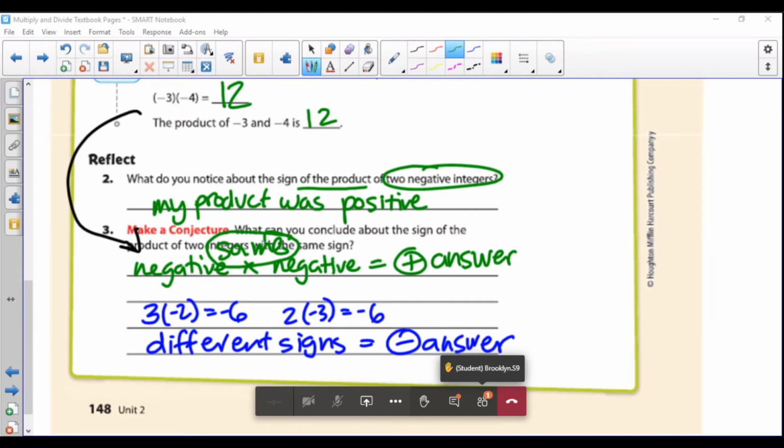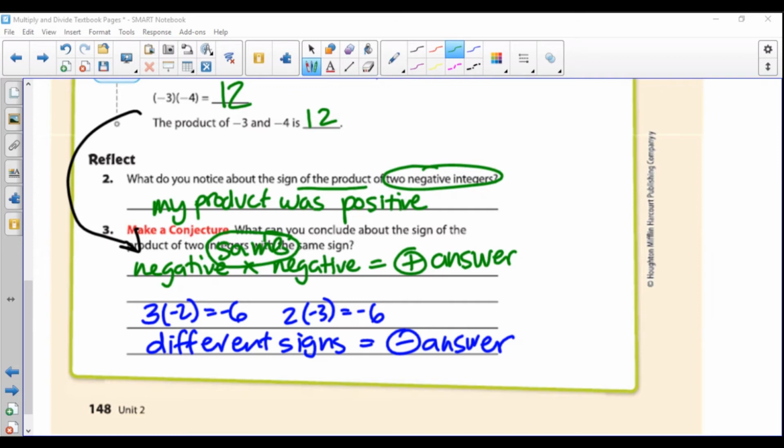Okay, Brooklyn, question, what's up? I'm confused, so if you did -3 times -4, why do you get positive 12? Because look, -3 times -4 is the opposite of 3 groups of -4. So the opposite of 3 groups of -4 is 3 groups of positive 4. So that's why it becomes a positive 12. Because when we think about it, it's doing the opposite number of groups. Oh, okay.